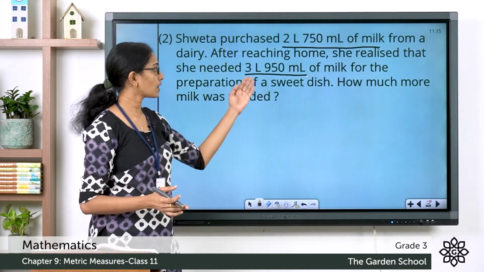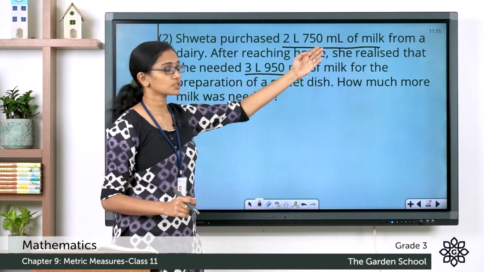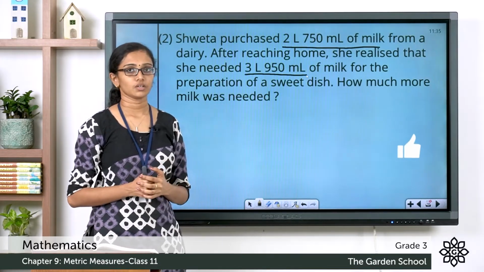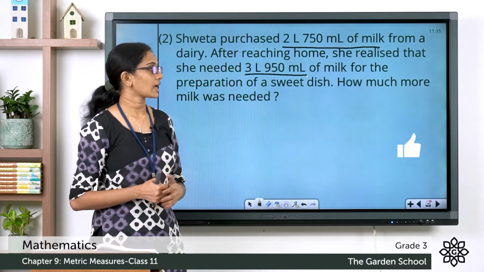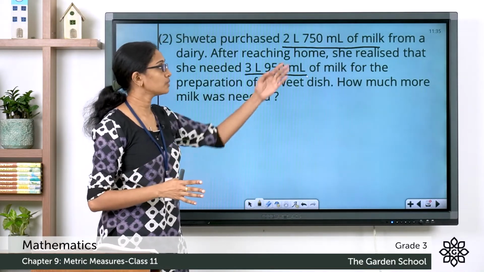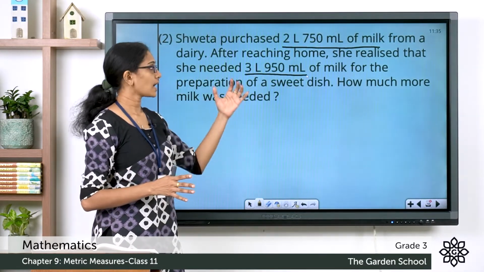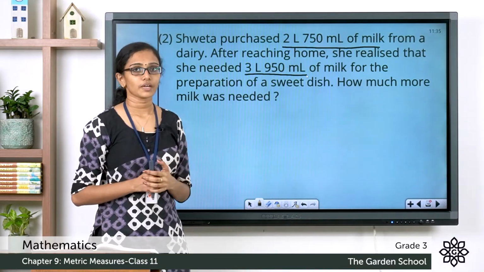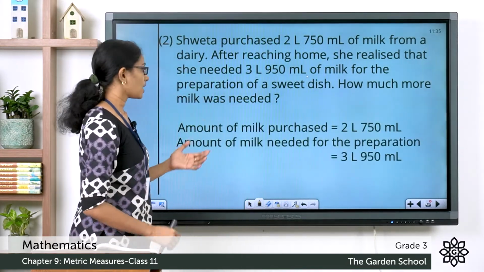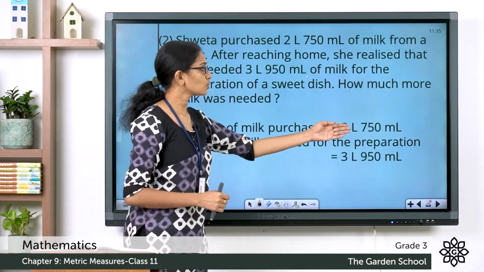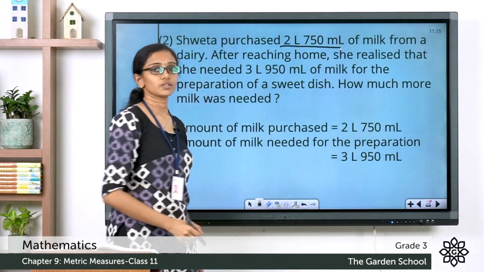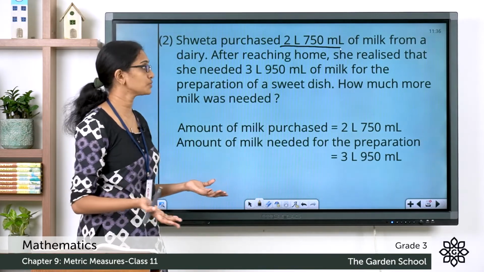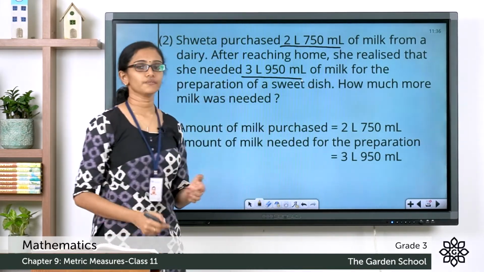The original quantity required was this, but she purchased only this much. So we are asked to find out how much more milk she needs to purchase. So how can we find out that? We can just subtract the quantity of milk she purchased from the actual quantity of milk needed to prepare the dish. So first let's write down the proper steps. The amount of milk purchased is equal to 2 liters 750 milliliters of milk. Now, the amount of milk needed to prepare the sweet dish is equal to 3 liters 950 milliliters.